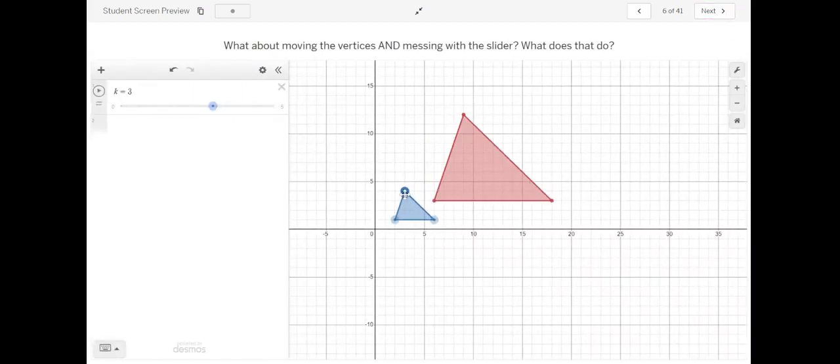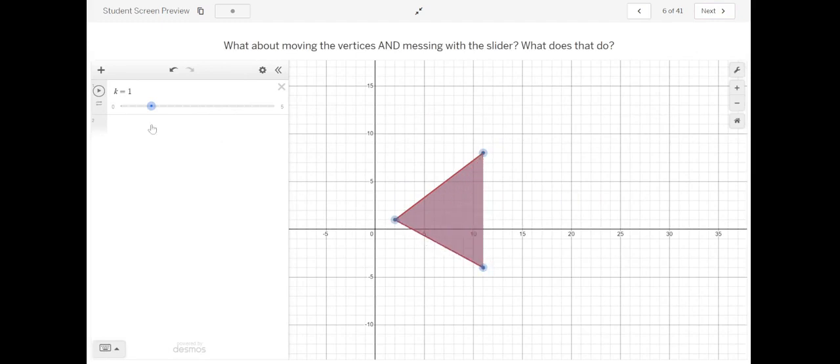And lastly, it lets us move both those things. So we can change the shape and we can change the scale factor.